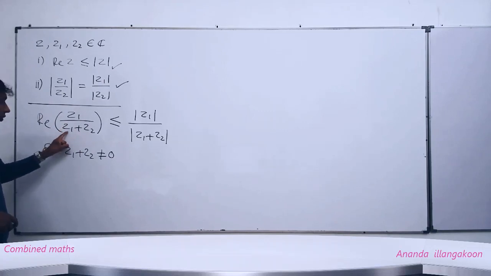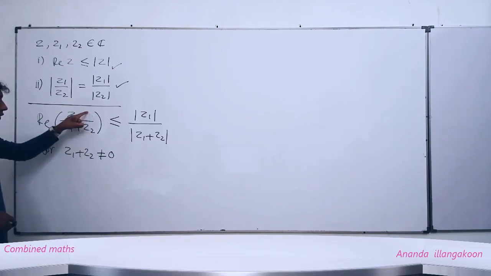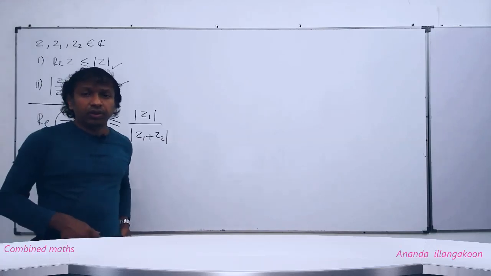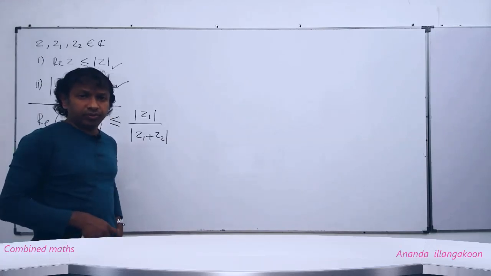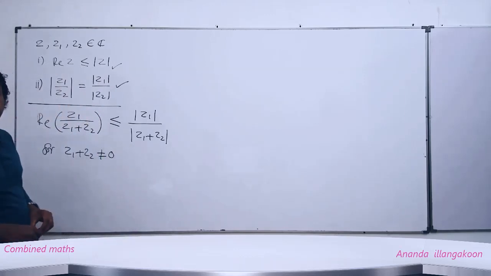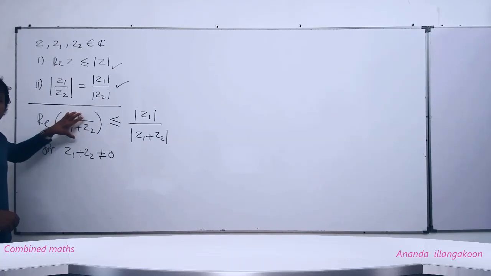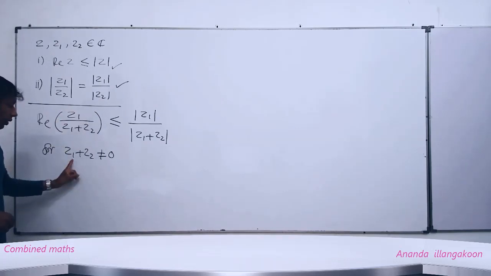But if Z1 plus Z2 equals 0, this denominator is 0, then this within bracket, the complex number becomes infinity. Infinity is undefined. No meaning. To avoid that meaningless complex number coming into this within bracket part, people, this is given: Z1 plus Z2 not equal to 0. Right?